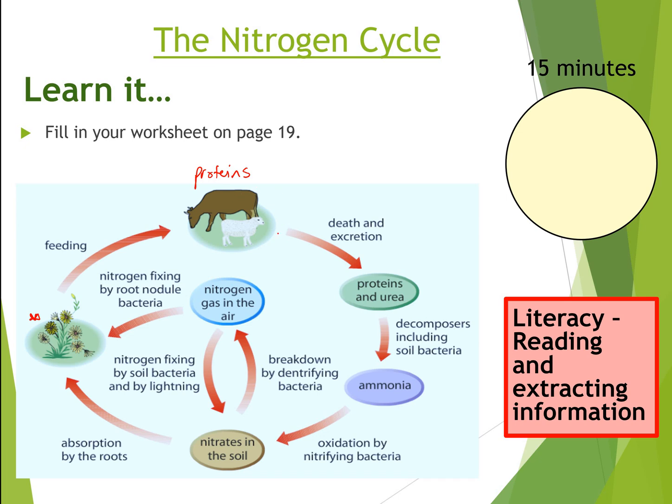When these animals excrete or when they die, they start to get decomposed and broken down, and so the proteins from their body, from the muscle, from the meat, and also the urea from their waste, gets broken down by these types of bacteria here. They're called decomposers, and include bacteria that we find in the soil. Decomposers are bacteria and fungi, and they break down the proteins and the urea from the waste and from the dead animal's body into ammonia and ammonium compounds.